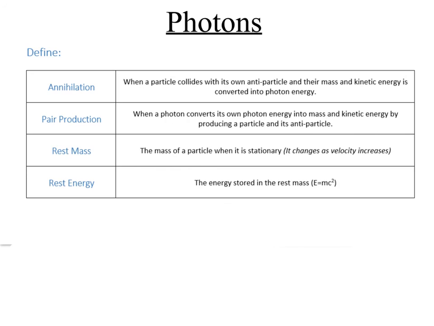In terms of looking at photons, which we're going to move on and look at, there's a couple of key processes you need to know about. So annihilation is when a particle collides with its own antiparticle and their mass and energy are converted into photon energy. So let's have an example. An electron collides with a positron and it's going to produce 2 photons of energy, and it always produces exactly 2 photons of energy.